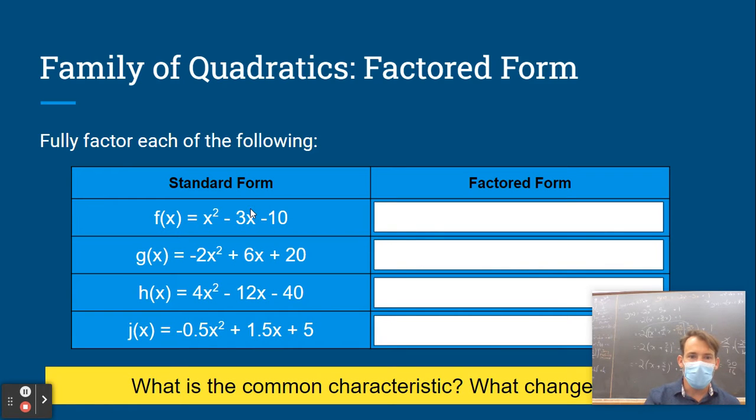Now, go ahead and factor these, put them into factored form, and see what is a common characteristic about f of x, g of x, h of x, and j of x. And then we're going to pause and then pick up the video.